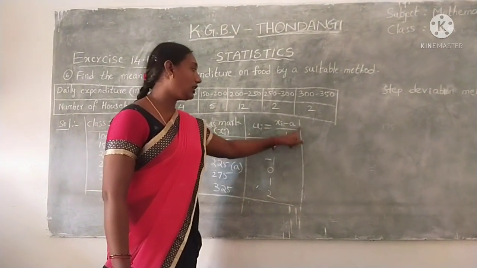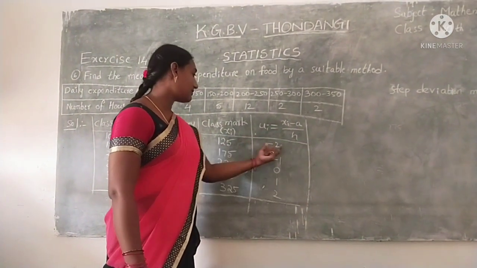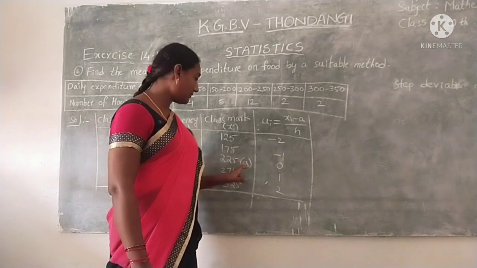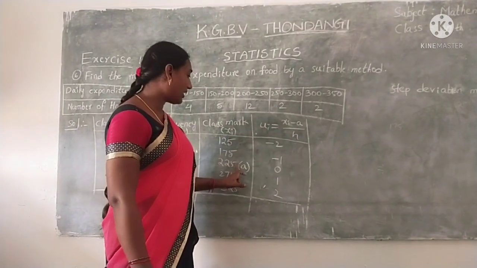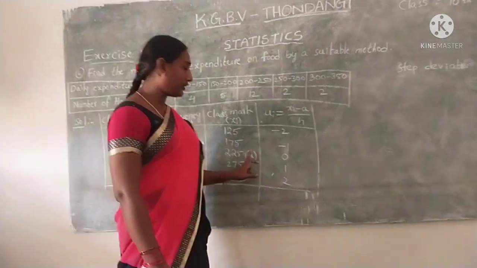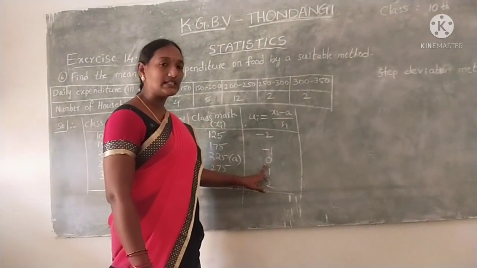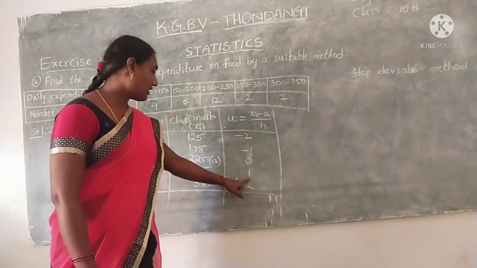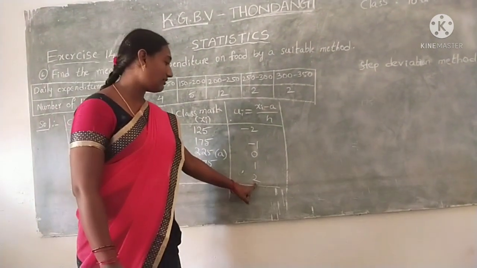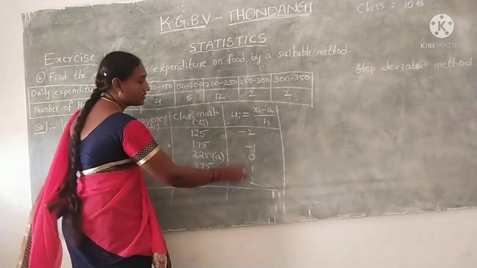50. So the values become minus 2 for this value, minus 1 for this, and 0 for this. Why? Because here xi is 225 and the assumed mean is also 225. So 225 minus 225 becomes 0. Next one, 275. Here ui value is 1 and here ui value is 2.